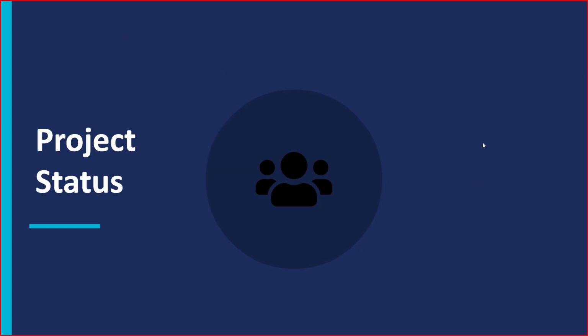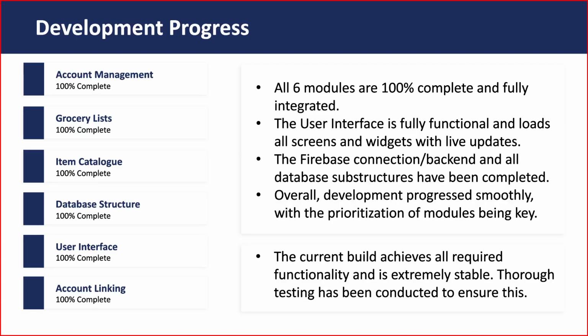Now, let's talk about the project status of our current finalized build. Here's our development progress. All 6 modules, as you can see on the left, are 100% complete and fully integrated. The user interface is also fully functional and pulls all widgets and data with the live updates from the database. The Firebase connection to the database has been finalized, and all 3 database sub-collections have been completed for user accounts, user lists, and item catalog items.